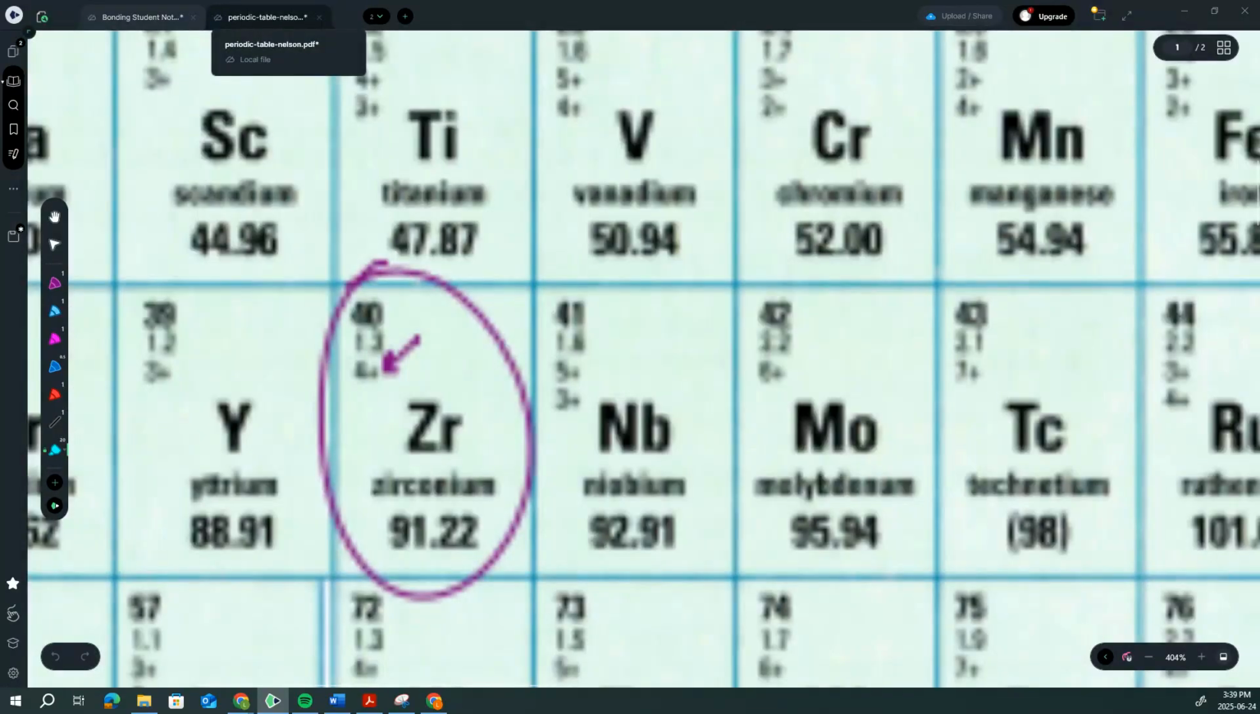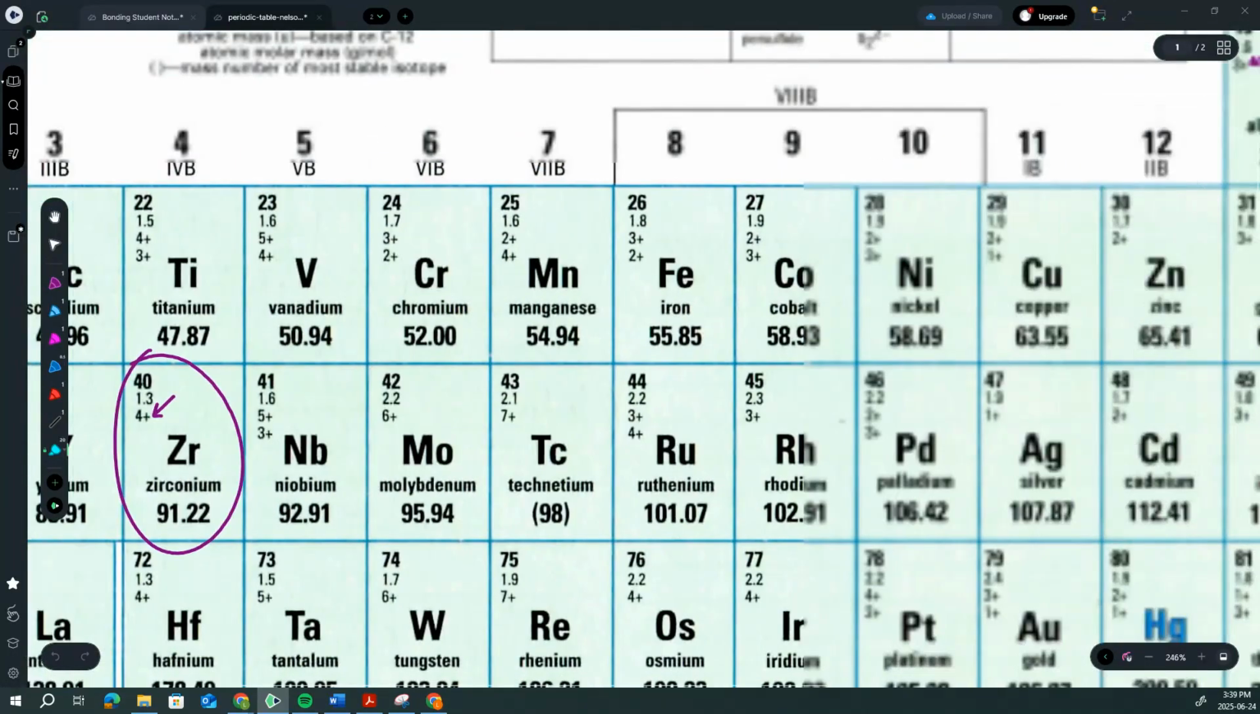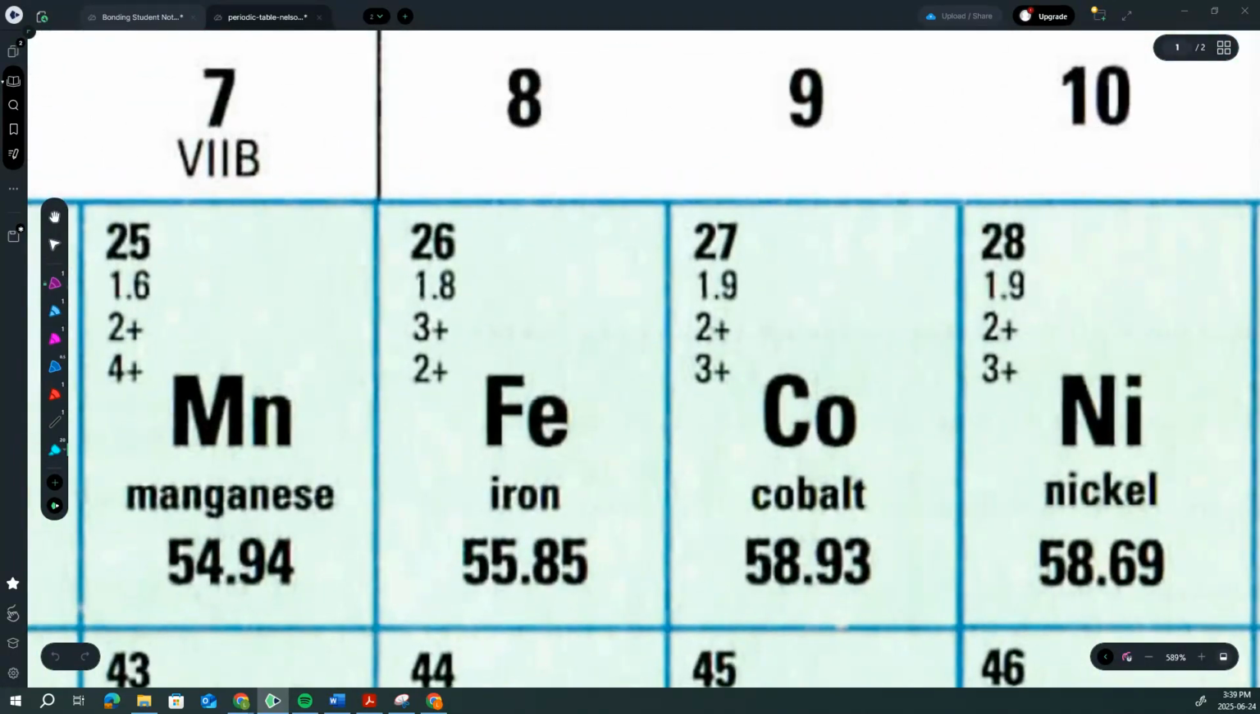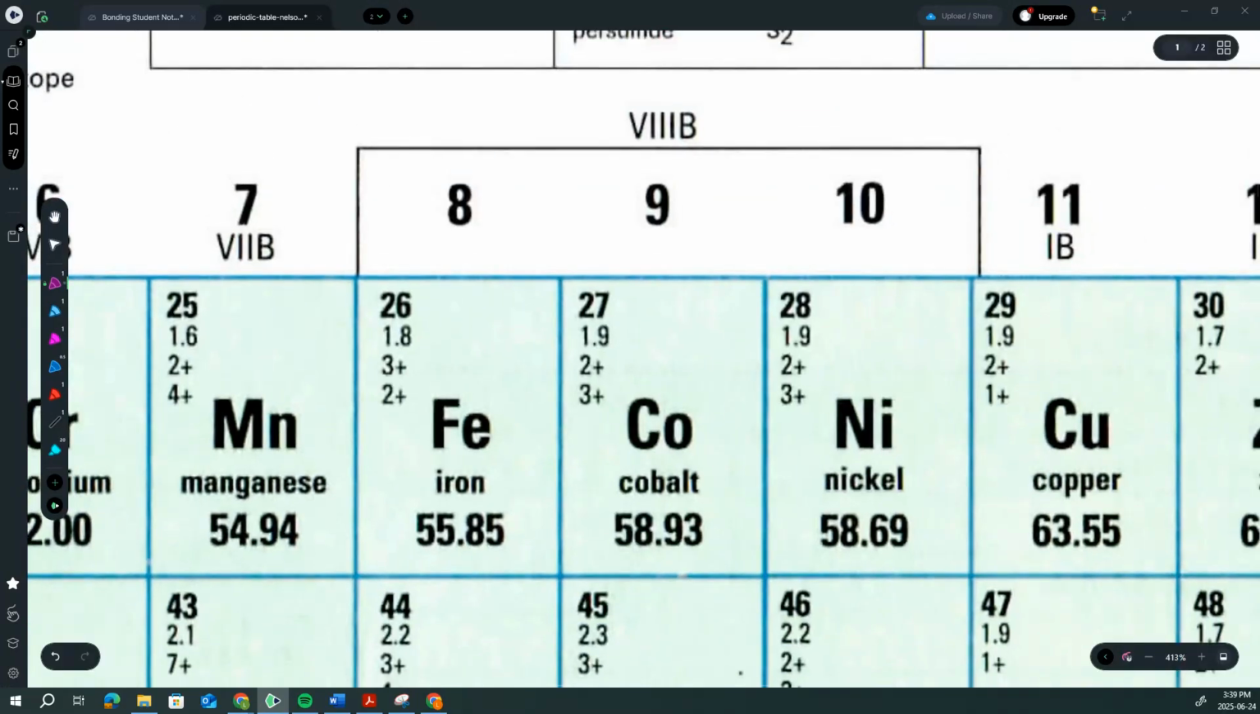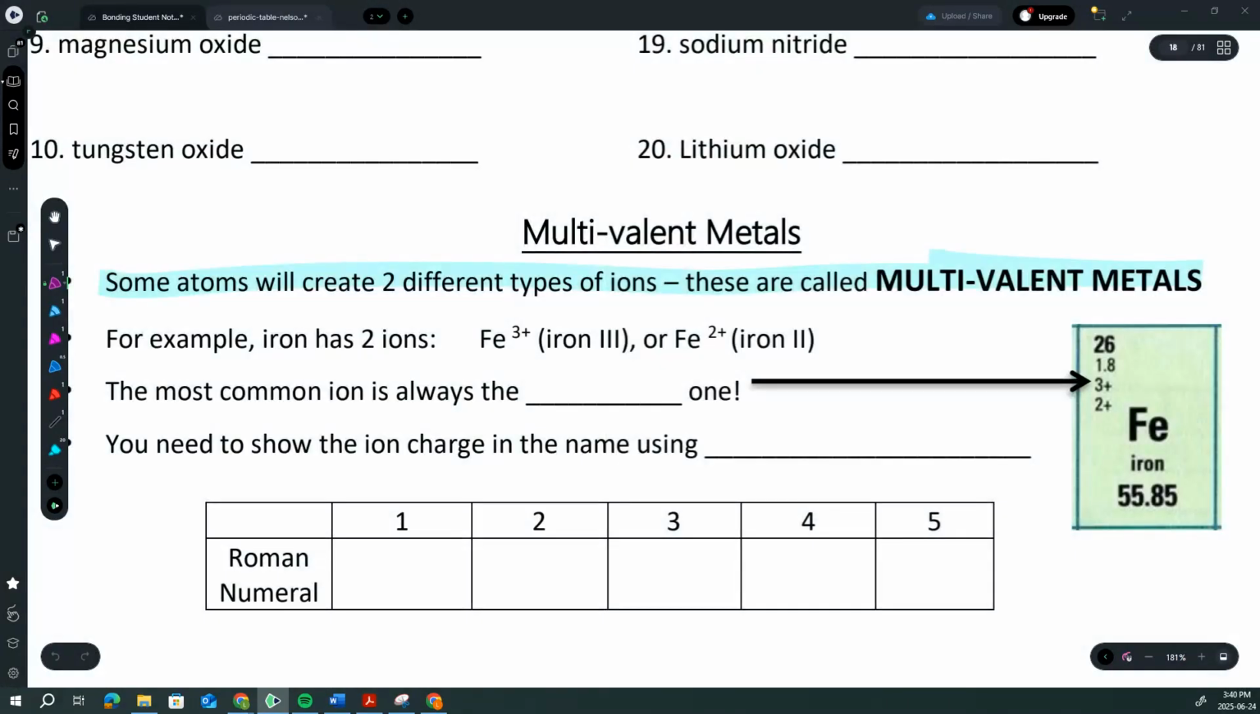So looking at your periodic table, we can find iron here, and it lists both the charges. Now the 3+ charge is more common, that's why it's listed first, and then the 2+ charge for iron is a little less common, so that's why it's mentioned second. So the most common ion is always going to be the first.